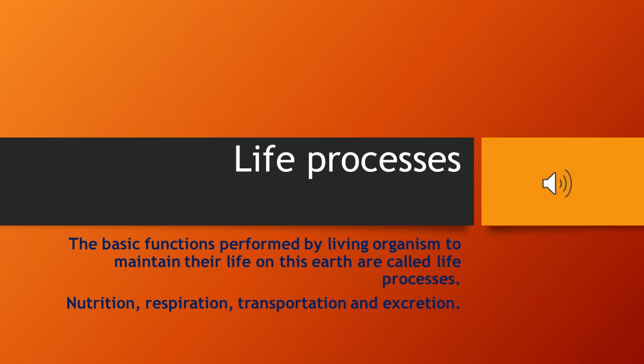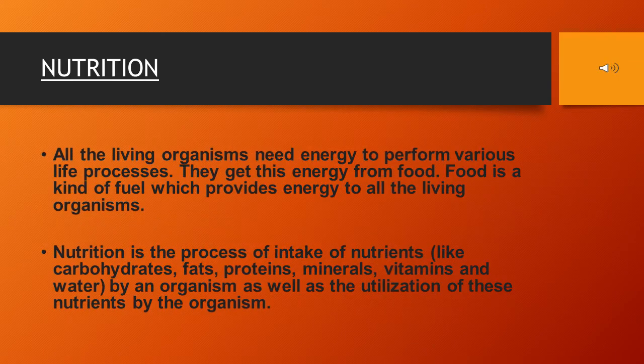It says the basic functions performed by living organisms to maintain their life on this earth are called life processes. For example, nutrition and respiration, transport and excretion, control and coordination, growth, movement and reproduction. Okay, so let us try to understand some important life processes which are needed for life. It is well known that all living organisms need energy to perform various life processes. So kids, the first life process that we are going to study now is nutrition, which we get from food.